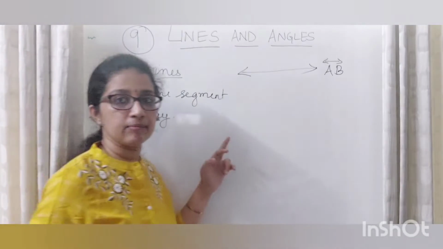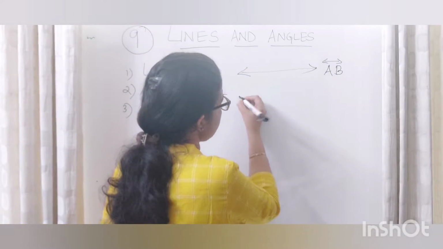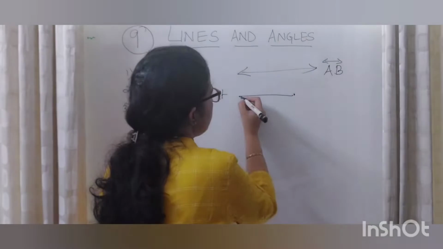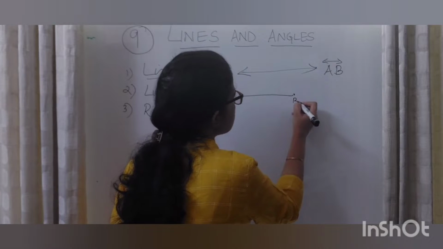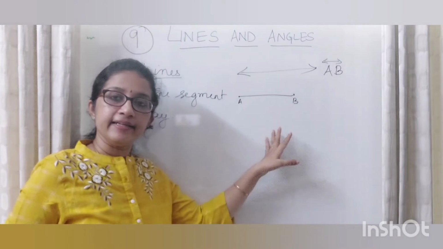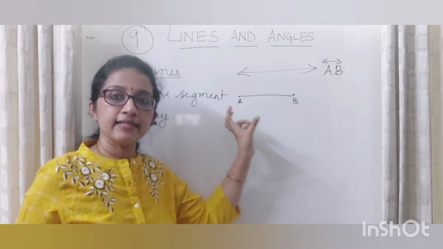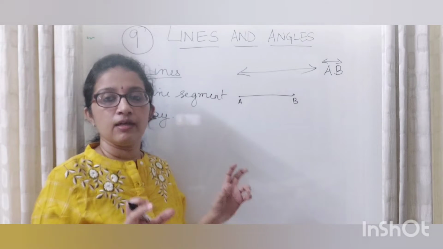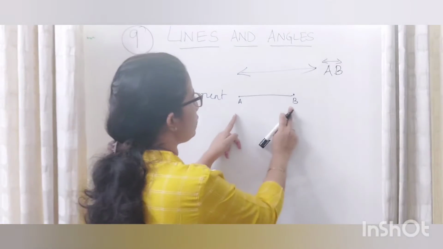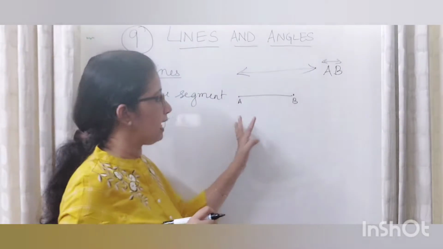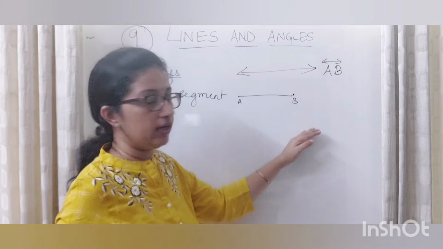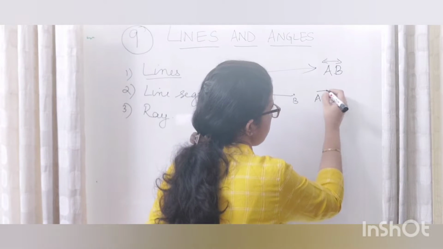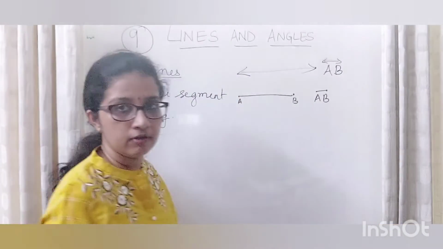Now let's take line segment. What is a line segment? A line segment has two specific endpoints. This will be A and this will be B, and it will have a fixed measurement also. Line segment AB of 5 centimeters means that the line segment will only be 5 centimeters and it will have two fixed endpoints. So this is a line segment, and this is the symbol for a line segment.